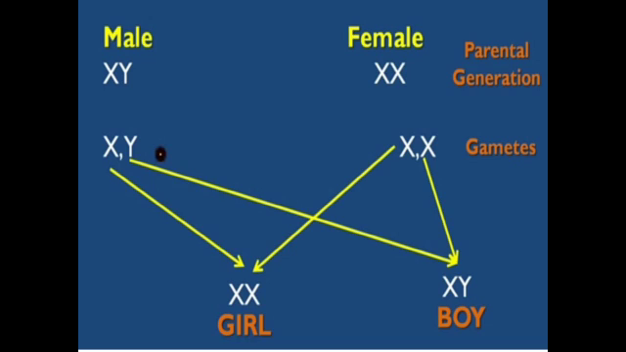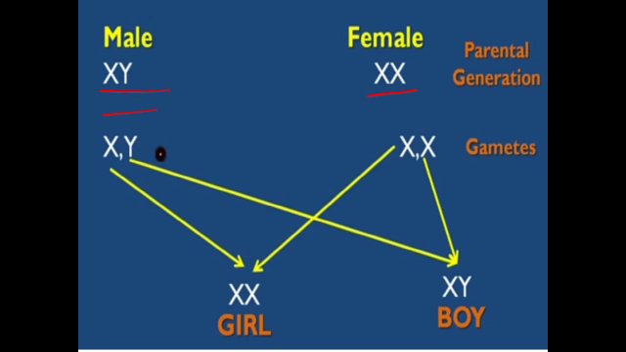Two chromosomes out of these are the sex chromosomes. Out of these 23 pairs, two of them are the sex chromosomes. We name them X and Y, as you can see here. A female has two X chromosomes, while a male has one X and one Y chromosome.